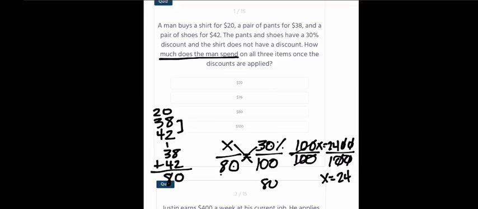What is the price of this? We're going to subtract it. 80 minus 24. So I'm going to make this 10, and I'm going to make this 7 because I borrowed. 10 minus 4 is 6. 7 minus 2 is 5. So the price of these 2 items is actually $56. Plus the 20 of the shirt that doesn't have a discount, that's $76. And that is our answer.